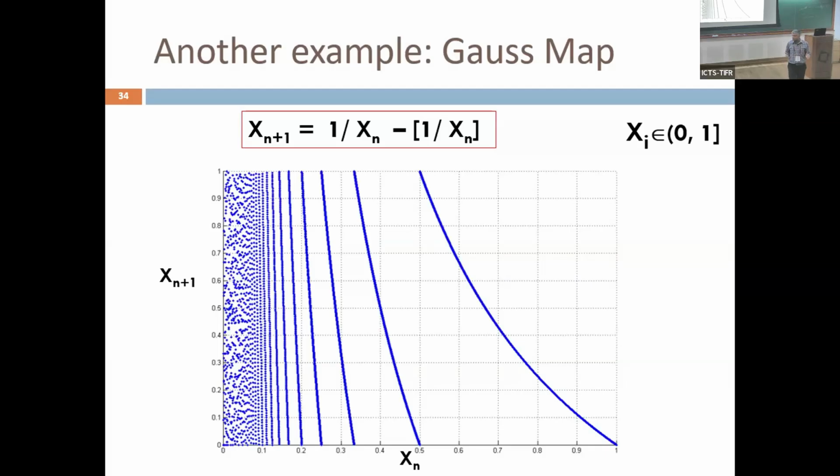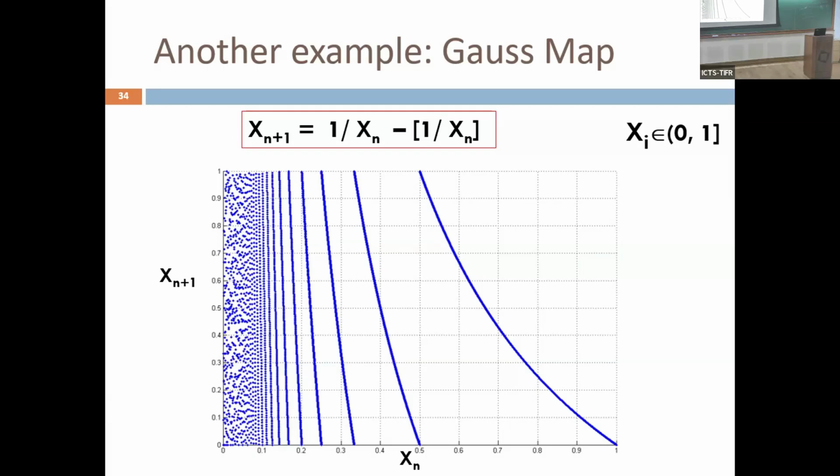Now, what is interesting is this one, I just wanted to show you this. It's called the Gauss map: x_{n+1} = 1/x_n minus the integer part of 1/x_n. Unlike the decimal map, unlike the n-ary maps, the intervals here are infinite in number, not a finite number. They are exponentially becoming smaller and smaller, but there are infinitely many of them. So you'll have infinite symbols.